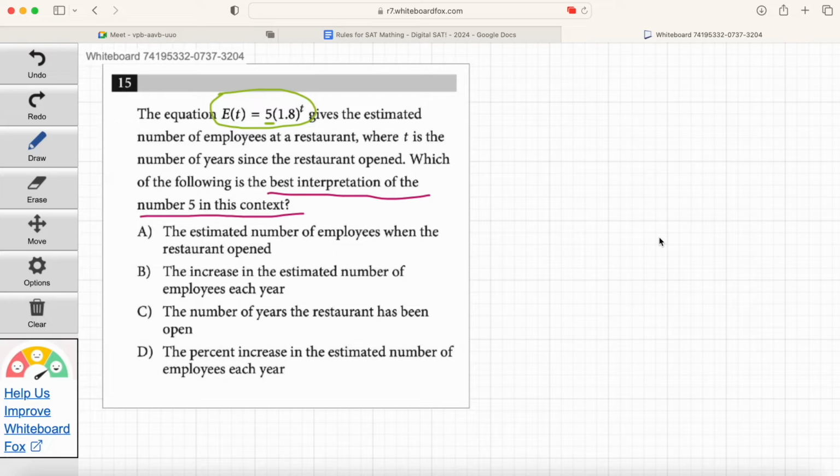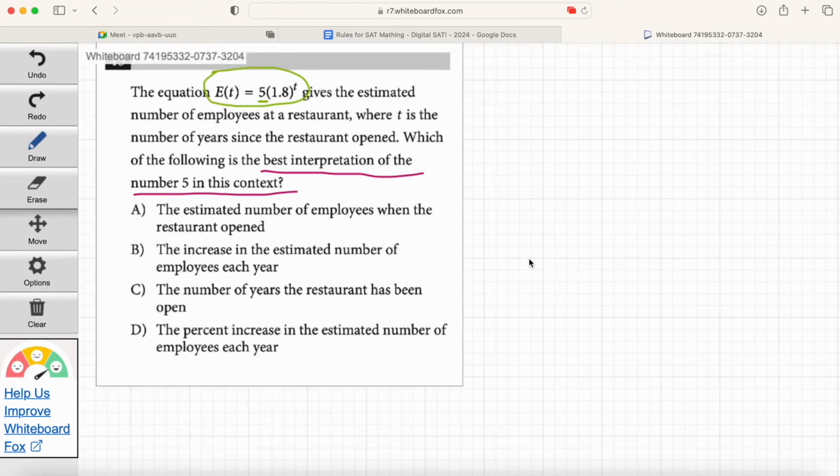So let's practice this strategy of plugging in values in place of the variables. I think we're going to be able to figure out what's going on in this function, what things mean. Okay, so let's create some values for t and just plug them into the function and see what happens. But let's make it really clear. What does t mean in this function, Ruby? T is the number of years since the restaurant opened.